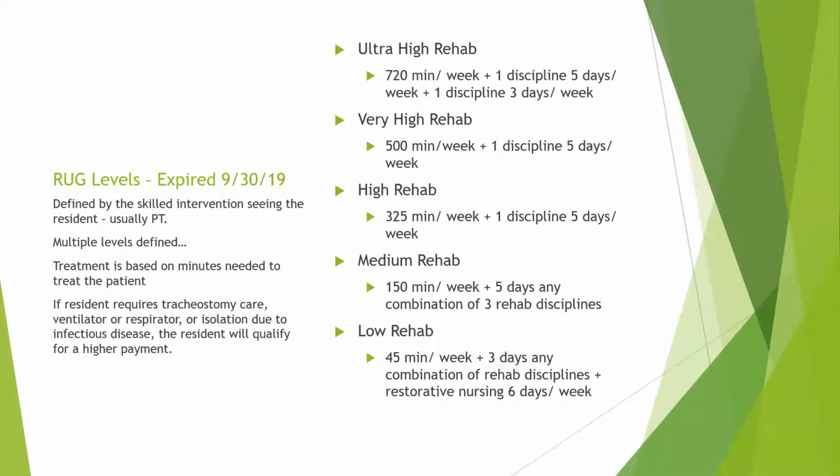So here's a little bit of information about the RUG levels, what they look like, just so that you're aware of this. But again, these did expire September 30th of this year. When a therapist put patients into different RUG levels, it was based on the minutes needed to treat the patient. So they had ultra high rehab, which was 720 minutes per week, with one discipline for 5 days, plus one discipline for 3 days, and then broke it all the way down to low rehab, so 45 minutes per week of therapy was needed, 3 days of any combination of rehab disciplines and restorative nursing 6 days a week. So again, that's the old way.